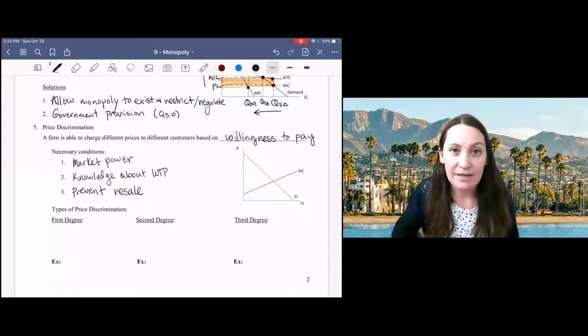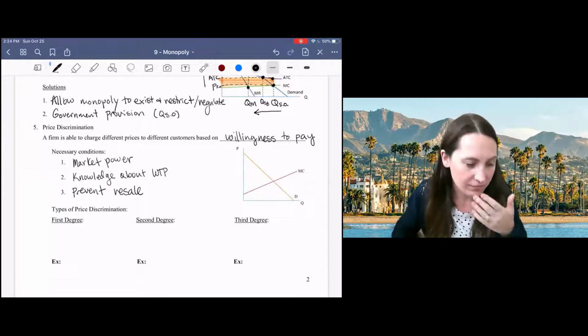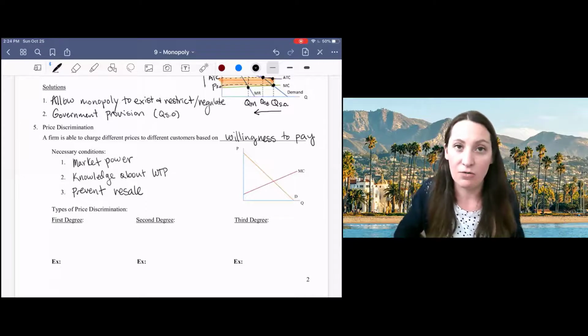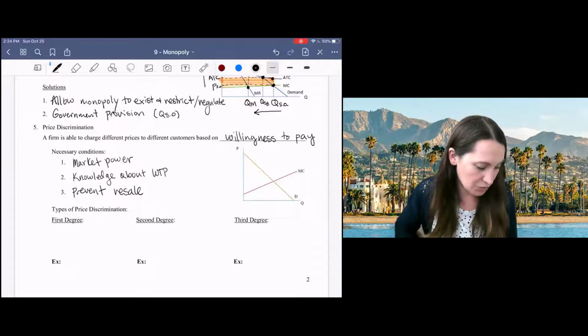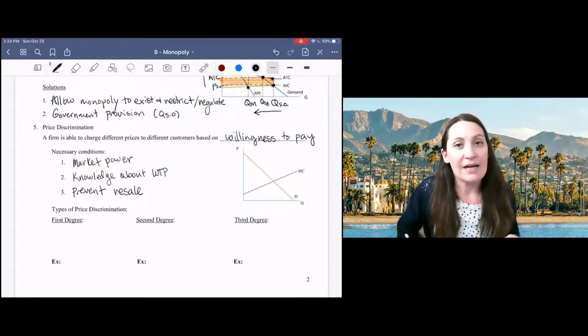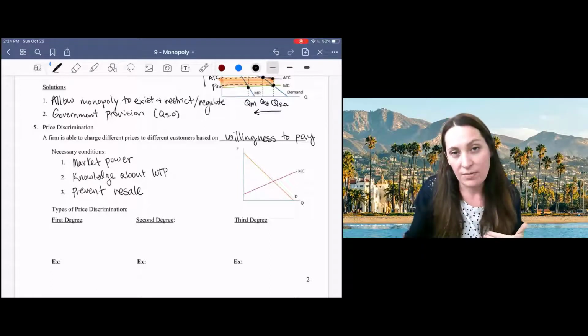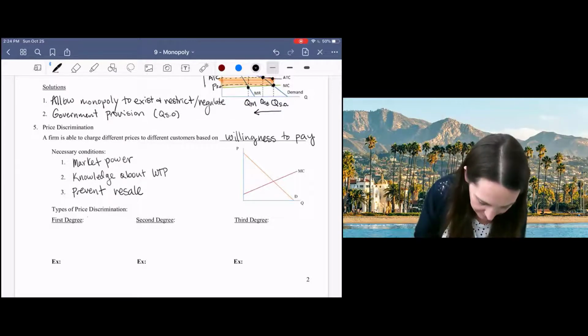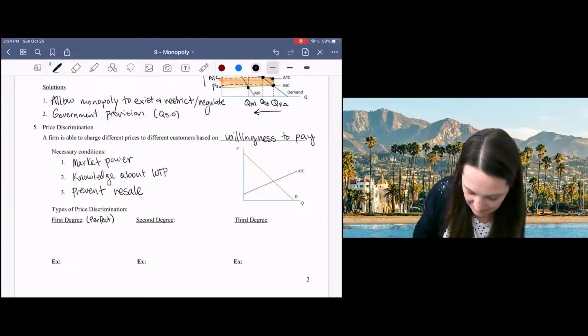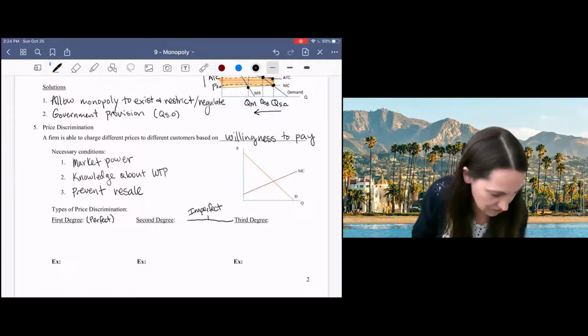So we're going to think of some examples now, and hopefully this will become more clear how frequently we see this in practice as we talk through the examples. But in economics, we separate price discrimination into really three different categories: first degree or perfect price discrimination, and then second and third degree, which we kind of group together to talk about imperfect price discrimination.